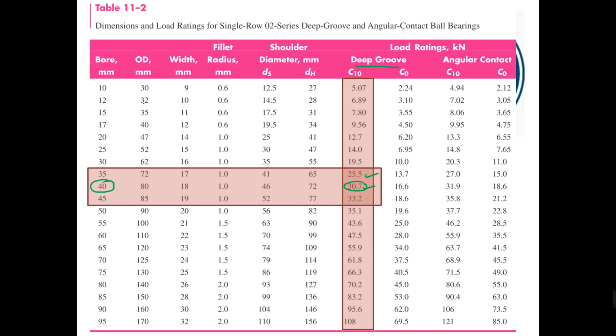Or if by chance you are required to use an angular contact bearing for 29.7, you can use exactly the same bearing, because this is less. So you can write that the final selected bearing is a single row 02 series angular contact ball bearing of 40 mm bore. That is your final answer for this specific question.